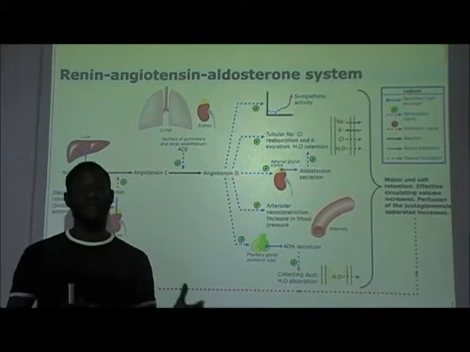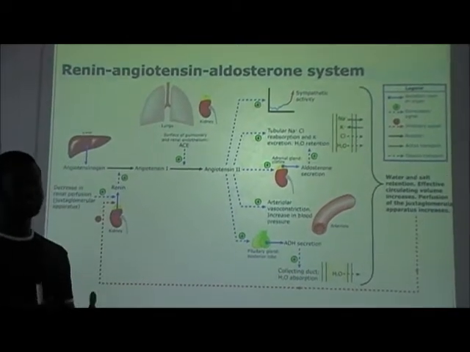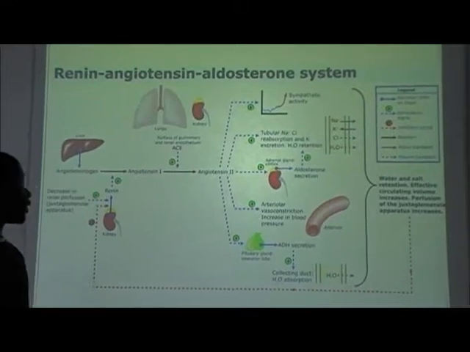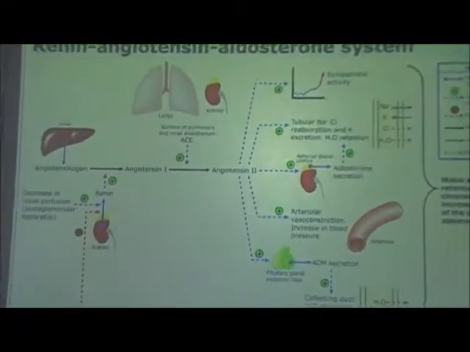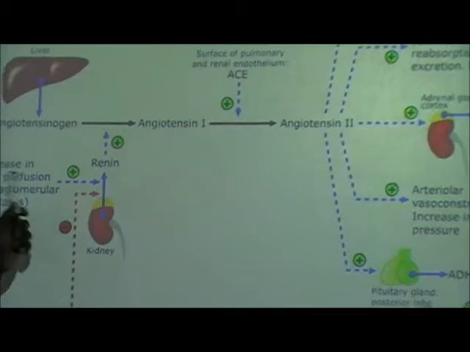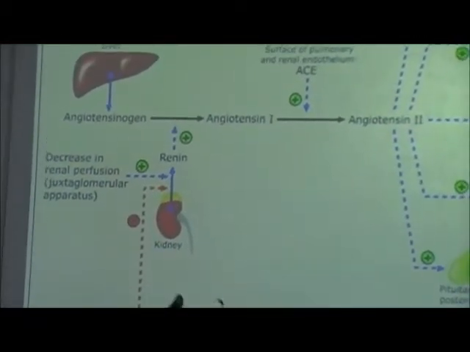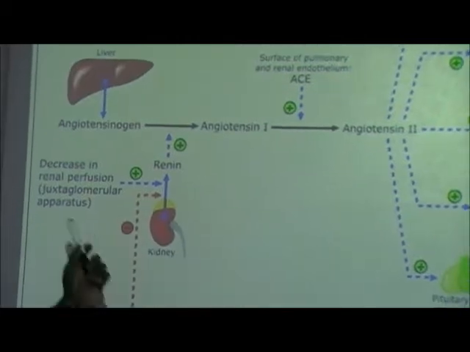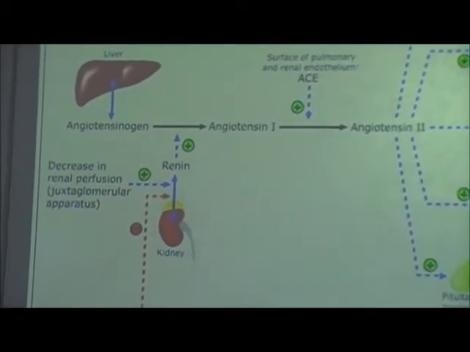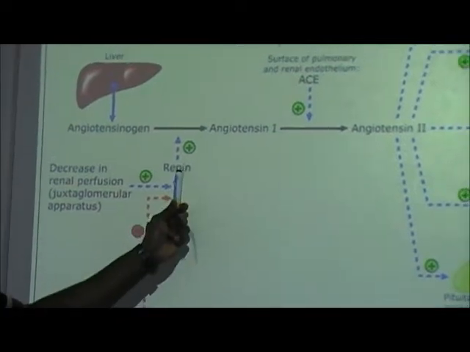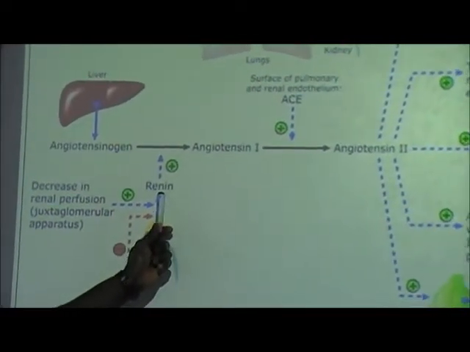In the state of hypovolemia, which could be caused by any reason, there will be hypoperfusion of blood to the kidneys. And when there's hypoperfusion, which obviously stands for low perfusion or supply of blood to the kidney, the juxtaglomerular cells will pick this up and then release renin, which is an enzyme.